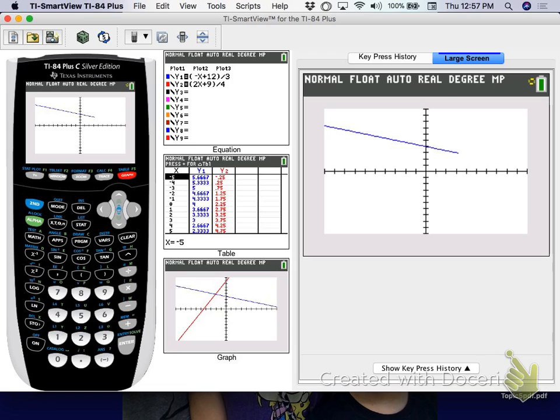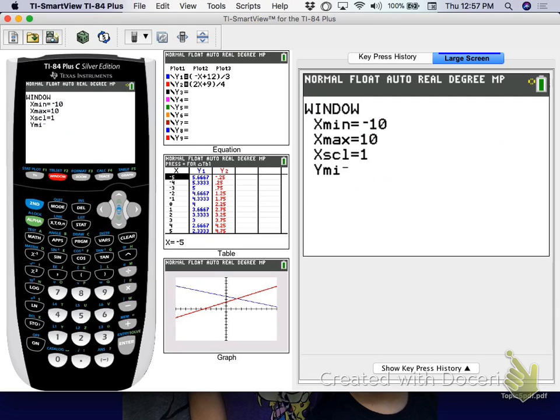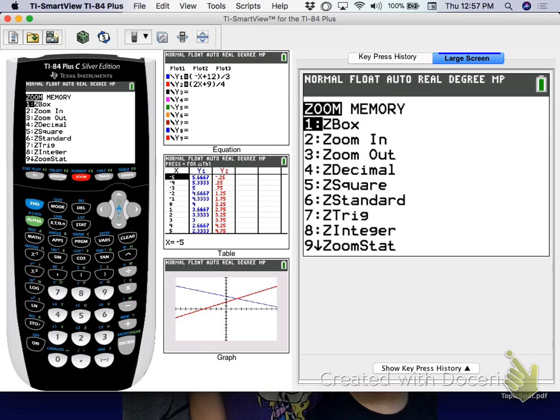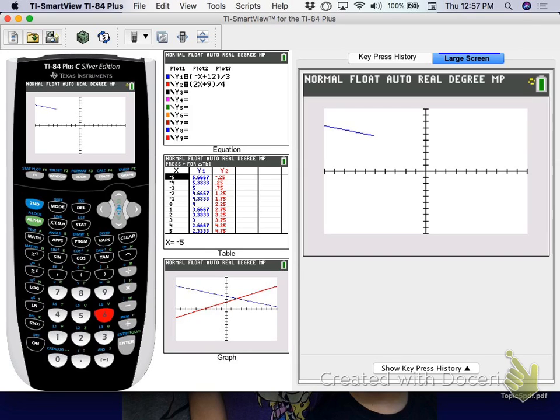Now, once these graph, if you've done anything with your calculator that's kind of messed up the window, I'll remind you how to fix that. Okay, window, okay, mine's negative 10 to 10 by 1. You can either retype that in, or you can go to Zoom and go to Zoom Standard, and that puts you back to normal automatically. That's kind of a good one to remember.